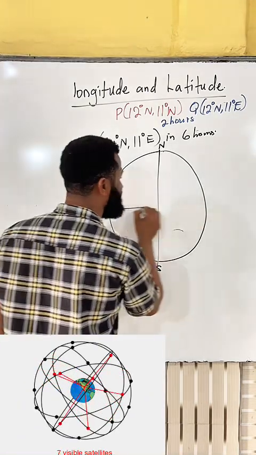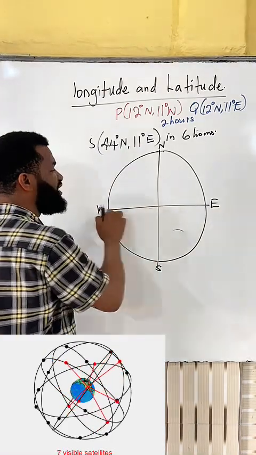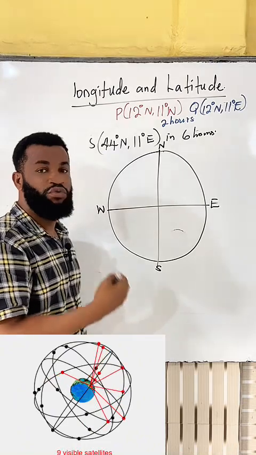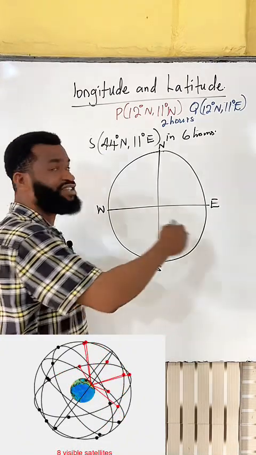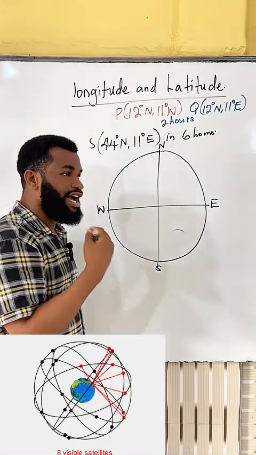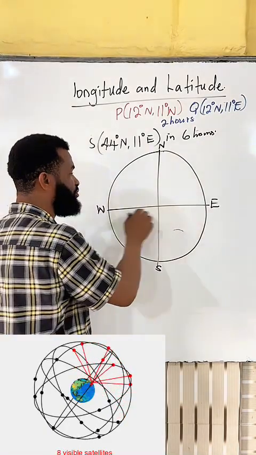I also have another line here. This is east and this is west. This line is also another angle from which the Earth can be measured. I can call this one the equator. All right. I am not holding the atlas, but let's assume that this is angle 0.